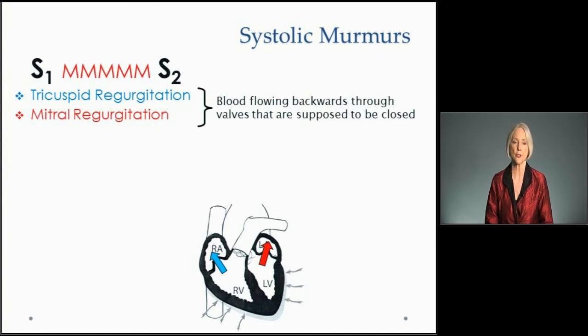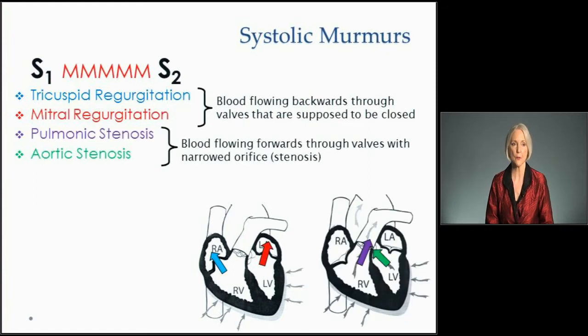Tricuspid or mitral regurgitation. Look at the picture. The arrows are showing blood going backwards through the valves, back from the ventricle into the atria. That's blood flowing backwards through valves that are supposed to be closed. That will create systolic murmurs. The other thing that will create a systolic murmur is blood flowing forwards through a valve that's supposed to be open. Well, the valves that are supposed to be open during systole are the pulmonic and the aortic valves. So stenosis of the pulmonic valve or aortic valve will create a systolic murmur.